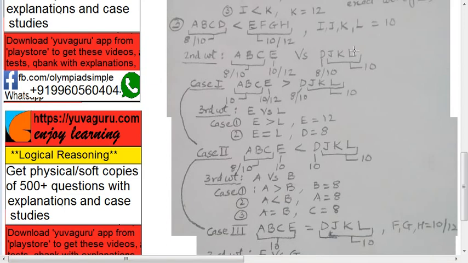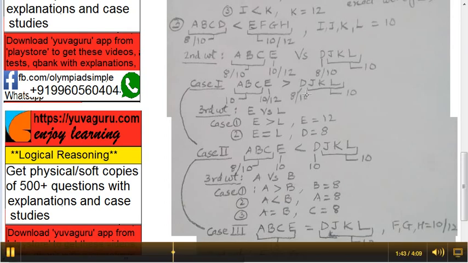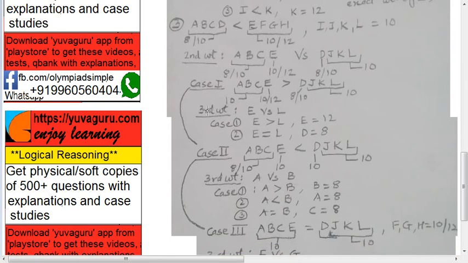So the second weighing is now ABCE versus DJKL. Same logic as the first case. So ABC is 8 or 10, E is 10 or 12, D is 8 or 10, and JKL are 10, we know. If case 1, ABCE greater than DJKL. Now if greater than, it means ABC can't be 8, it will be 12 only. E can be 10 or 12, D can be 8 or 10, but JKL is already 10, we know. So the problem lies in D, E, these two only. So the third weighing now is E versus L. L is known. So E we don't know.